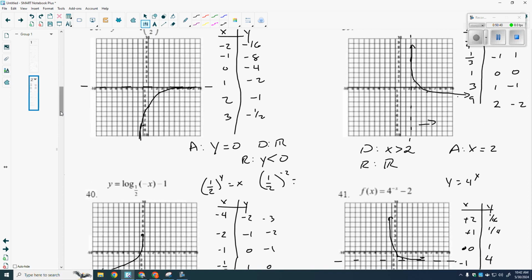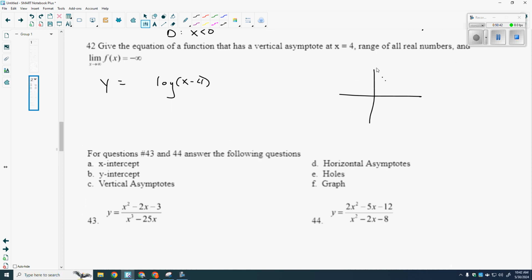Got the idea? So I need my graph to have a vertical asymptote at 4 and come down, and as x goes to infinity, it needs to go to negative infinity. Normally my logarithm goes like this, so I need to flip my graph upside down. You could put a -2, -3, negative whatever you want, but all you need is a negative sign.